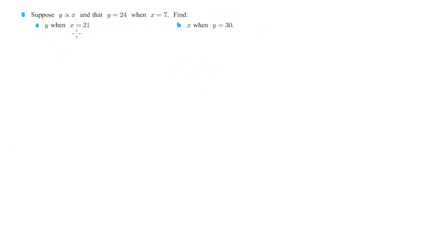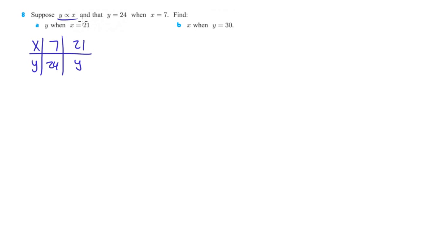Okay, suppose Y varies directly with X, and that Y is 24 when X equals 7. Find Y when X equals 21. So I'm going to just simply set up an X and a Y. Let's see, our X is 7 when our Y is 24. Find what Y is when X is 21.